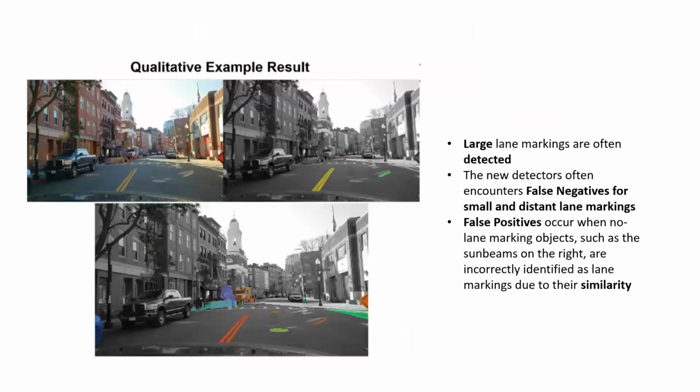Here, for the qualitative example results, we can see that the large lane markings are often detected, and the new detector often encounters false negatives for small and distant lane markings. False positives occur when non-lane-marking objects, such as the sound beams on the right, are incorrectly identified as lane markings due to their similarity.